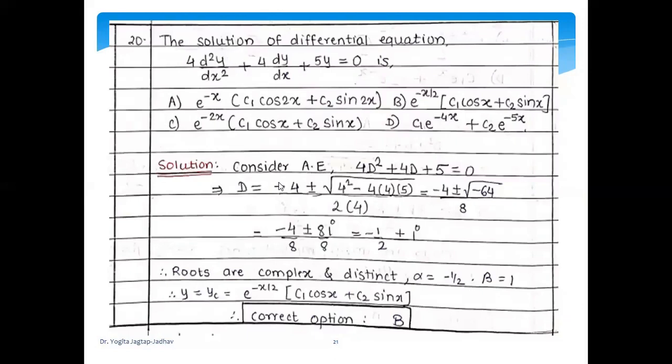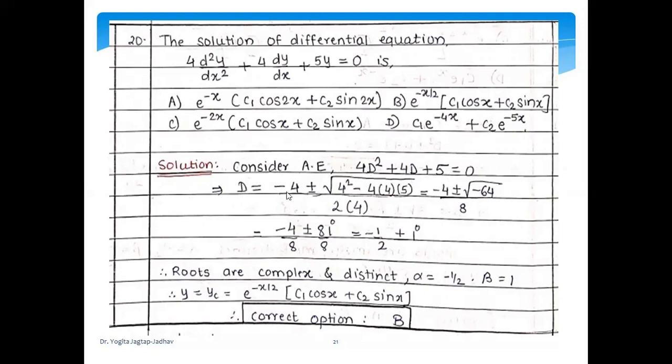Now look at this example number 20. To find the solution of the differential equation 4 times d square y upon dx square plus 4 dy by dx plus 5y equal to 0, these 4 options are provided. Again, by assigning d by dx equal to capital D, we have the auxiliary equation 4D square plus 4D plus 5 equal to 0. Here we can use the quadratic formula with a equals 4, b equals 4 and c equal to 5.